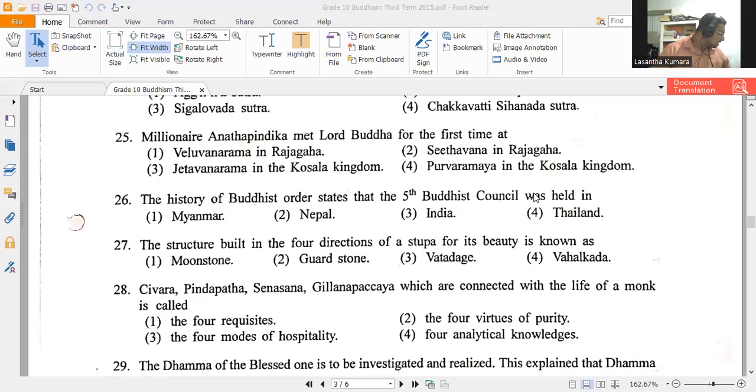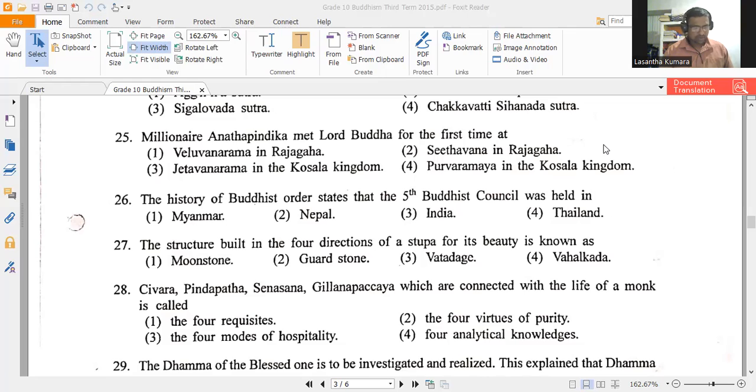Vahalkada. Yeah, Vahalkada. And the answer should be Vahalkada. So Vatadage, I think, Bodhigara, 4 different entrances. That's why it specifically says here 4 different entrances. The 4 different entrances here. Right? Then it should be Vahalkada.